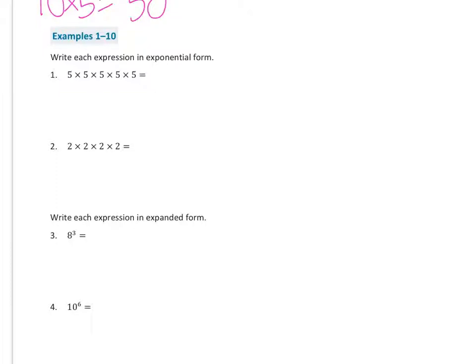So now we're looking at exponential form. So please notice that in between all these 5s, it's not a plus sign anymore. Now we're multiplying. So writing these in exponential form, let's see, we have 1, 2, 3, 4, 5 5s, so this is 5 to the 5th power. Then here, 2, 2, 2, 2. This is 2 to the 4th power, because there's 4 2s.